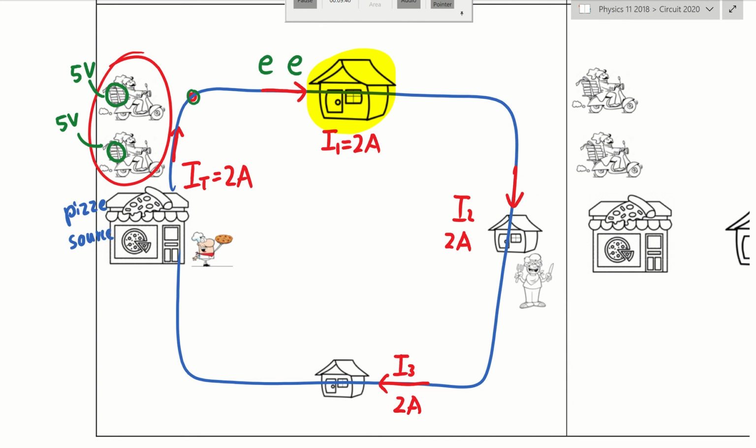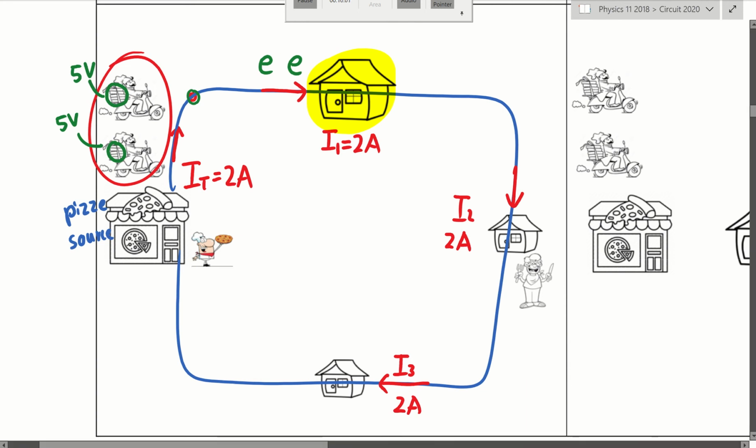You don't order Uber Eats or DoorDash or some other ones, and then they deliver you the food, and you eat the person who gave you the food. You eat the food, right? So if I send out 2 people to your house to deliver pizza for you, I expect them to come back. That means the current should be exactly the same in a series circuit.